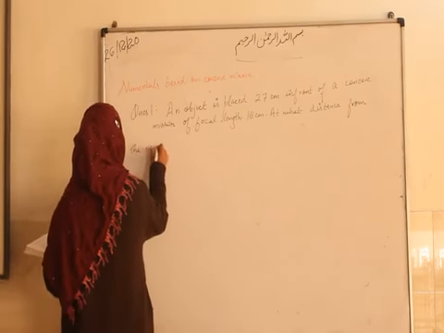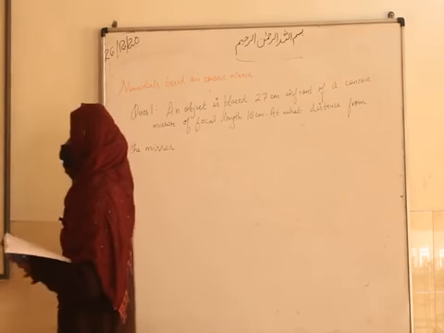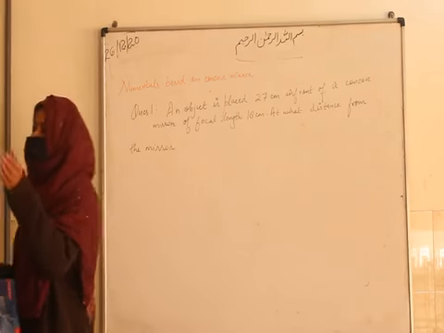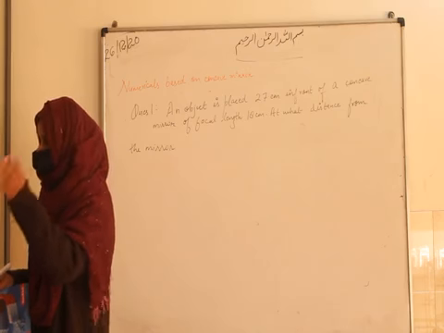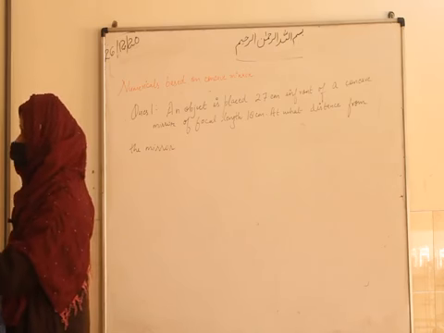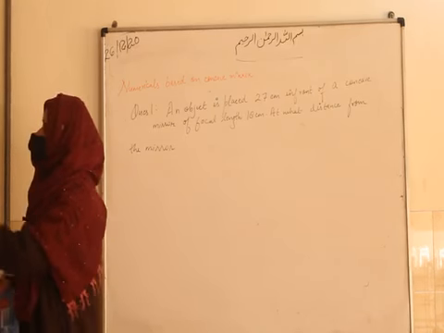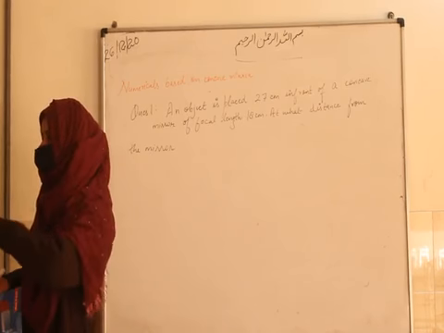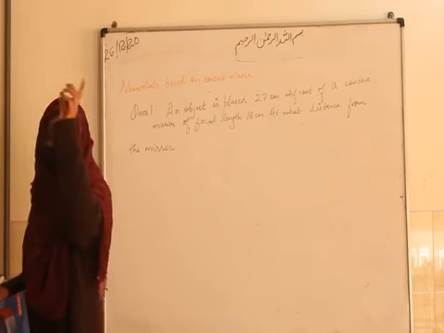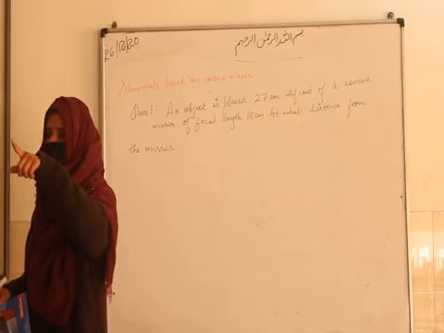Beyond C. See, these two things you can easily remember. If you are keeping the object beyond C, the image will form between C and F. And if you are keeping the object between C and F, then the image will be beyond C. Two alternatives.